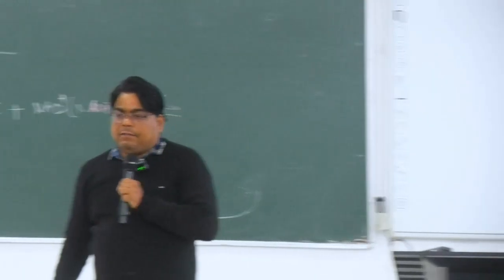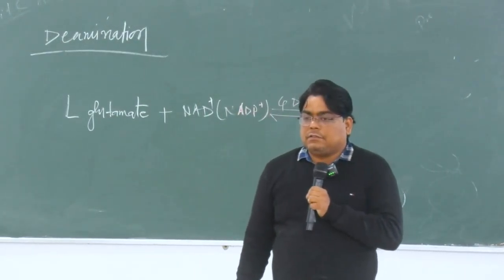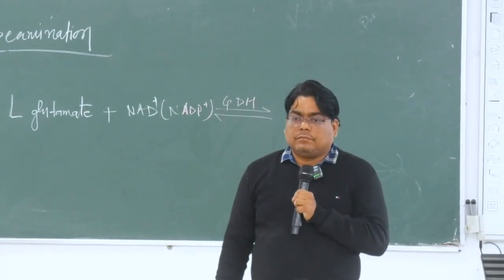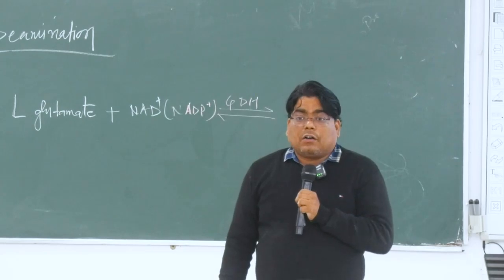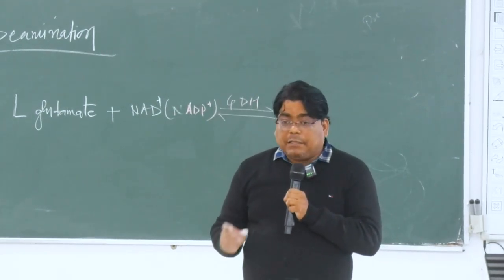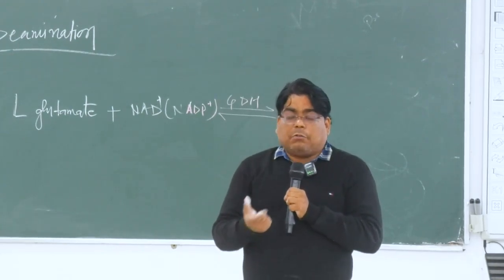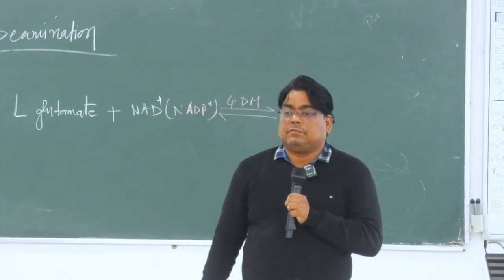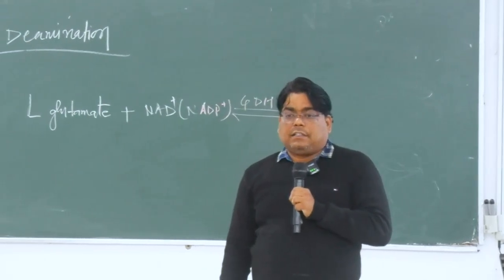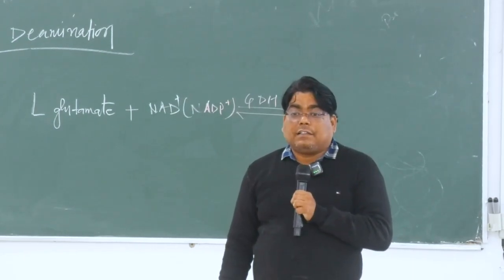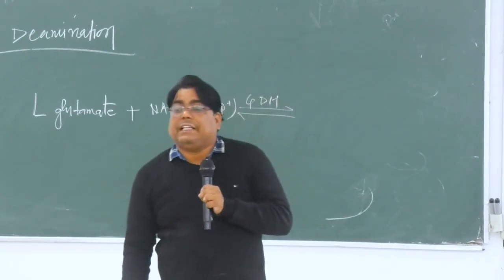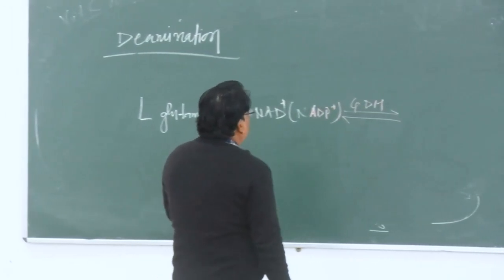Tell me the name of the metal on which glutamate dehydrogenase depends. The glutamate dehydrogenase is a metalloenzyme. Do you understand metalloenzyme? Carbonic anhydrase depends on what? It is a zinc-dependent enzyme. Zinc.